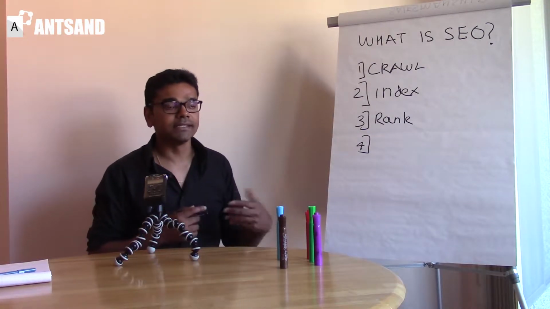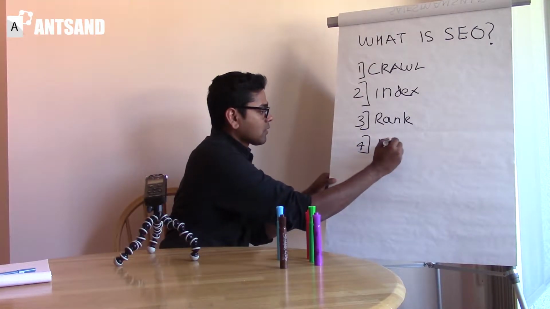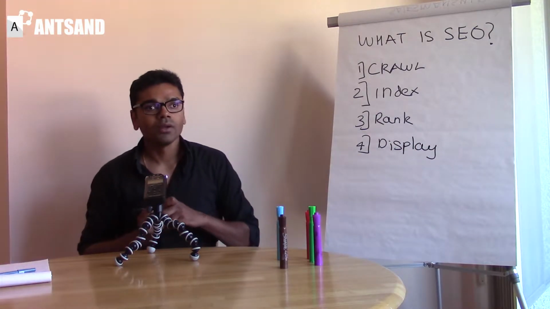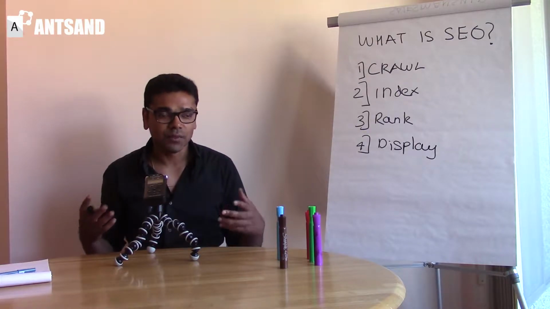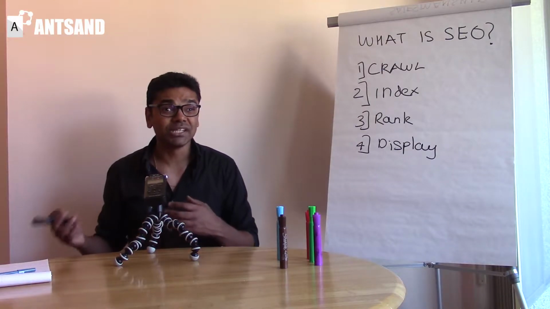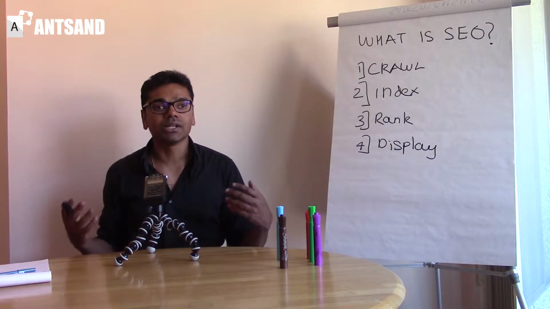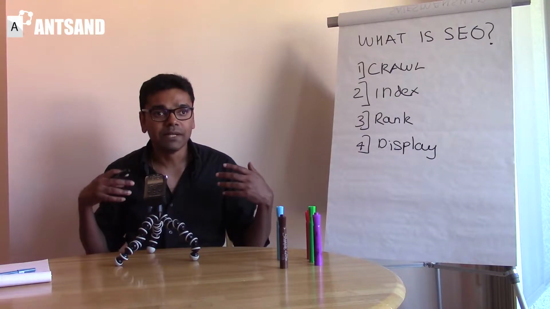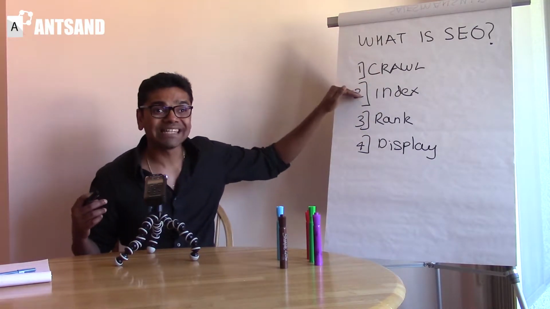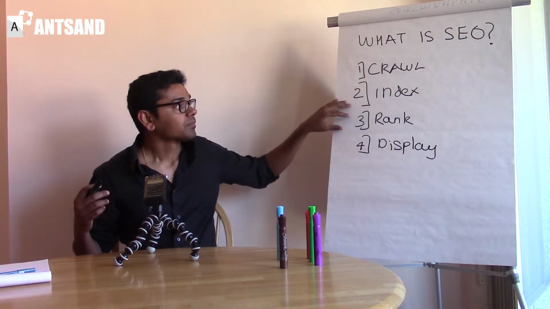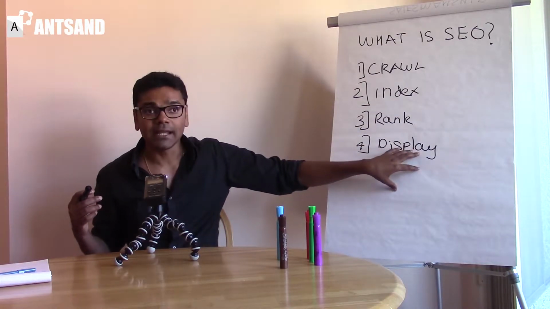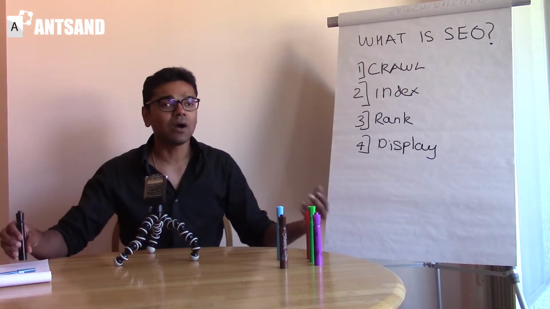And the last part is the display. Once it's ranked your web pages, and if a user is searching for a particular keyword, it needs to display some result. Now, what result is it going to display? It's going to display the results based on how it's first and foremost crawled the websites, how it's indexed the websites, how it's ranking for that particular keyword, and then accordingly it would display it. This is basically how a search engine works.